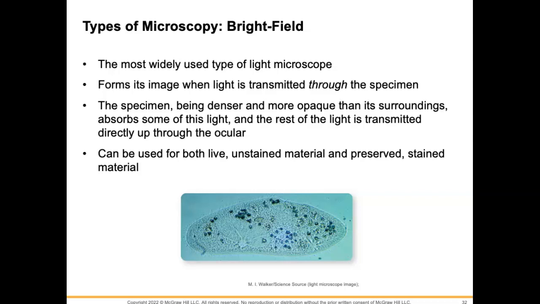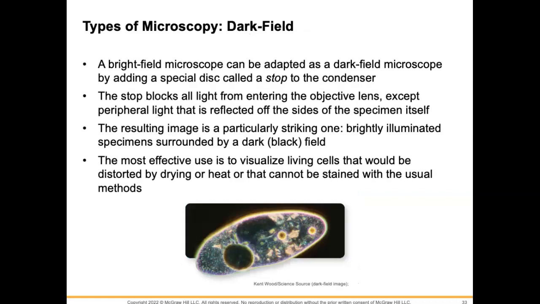Types of microscopy, bright field. Most common type of light microscope that we use is going to be the bright field microscope. Its image forms when light is transmitted through the specimen. Can be used for both live and unstained material and preserved materials, as well as stained materials. So that's what we usually use in the lab traditionally.